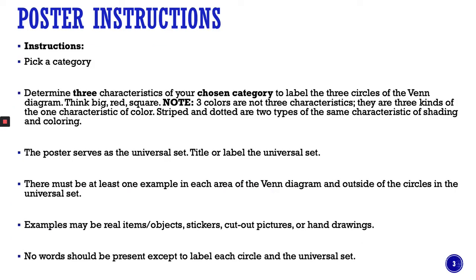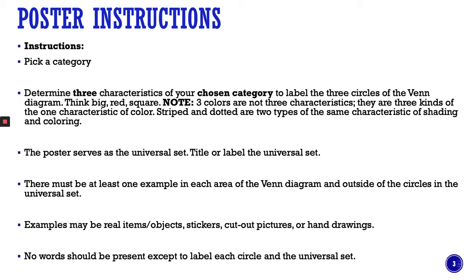So you need to choose a category and then determine 3 characteristics. So think big red square. That'll give you something tangible to think about. So 3 colors like red, blue, yellow, those are not 3 characteristics. Those are 3 kinds of 1 characteristic, color. Striped and dotted are 2 types of the same characteristic of shading and coloring. So make sure it's 3 different characteristics. If you can't come up with 3 characteristics that you can use throughout, you can't use that category.